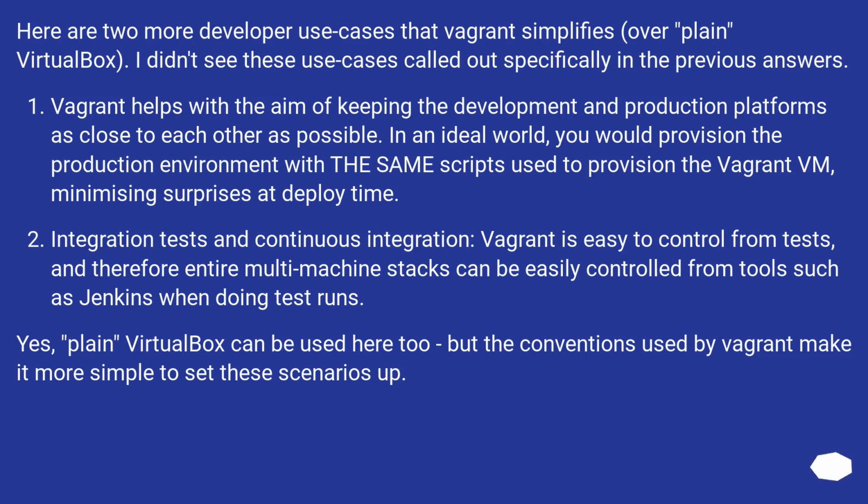Integration test and continuous integration. Vagrant is easy to control from tests, and therefore entire multi-machine stacks can be easily controlled from tools such as Jenkins when doing test runs. Yes, plain VirtualBox can be used here too, but the conventions used by Vagrant make it more simple to set these scenarios up.